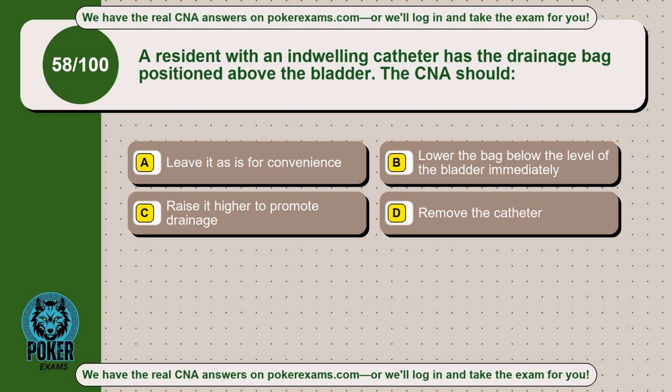Question 58. A resident with an indwelling catheter has the drainage bag positioned above the bladder. The CNA should: Option A, leave it as is for convenience. Option B, lower the bag below the level of the bladder immediately. Option C, raise it higher to promote drainage. Option D, remove the catheter.